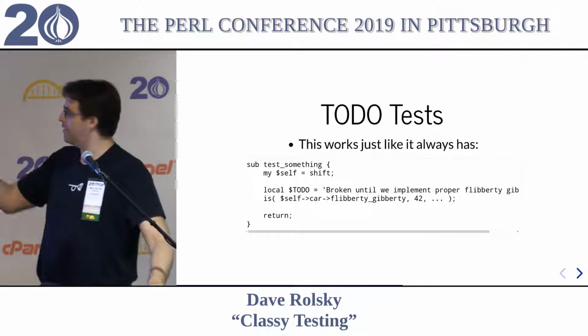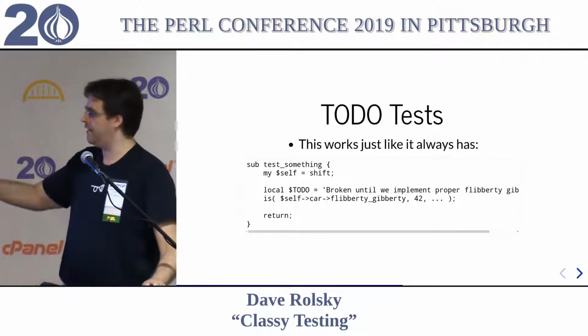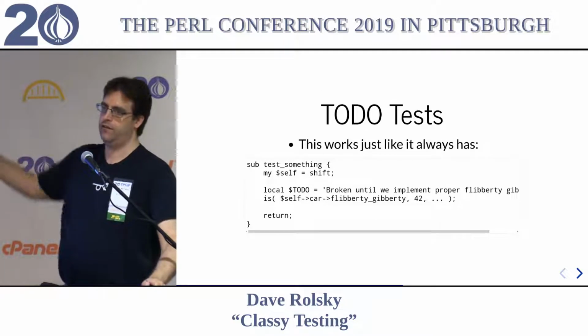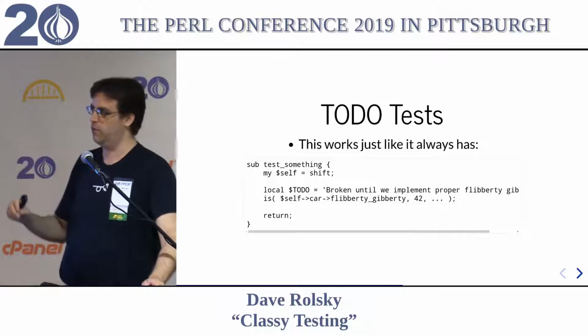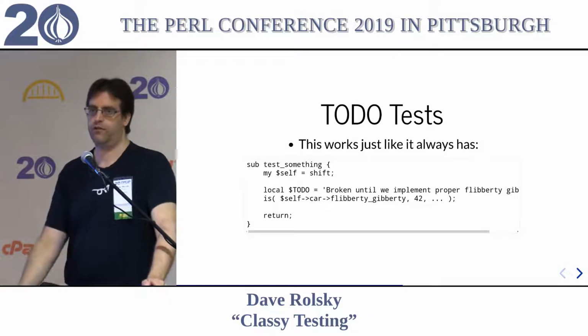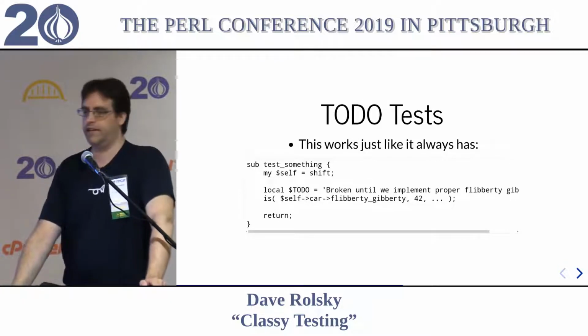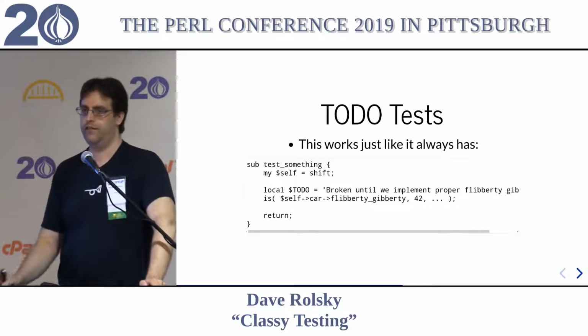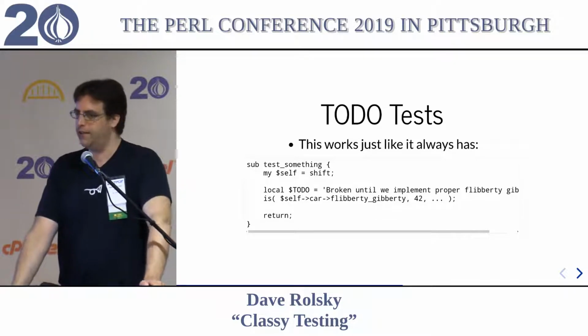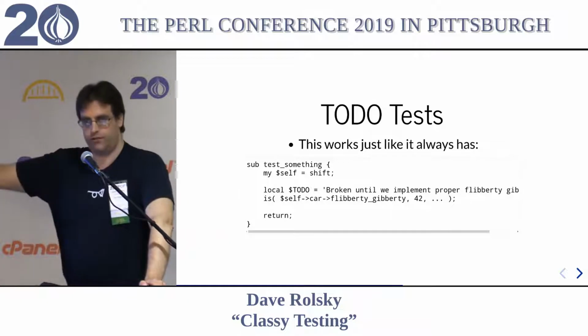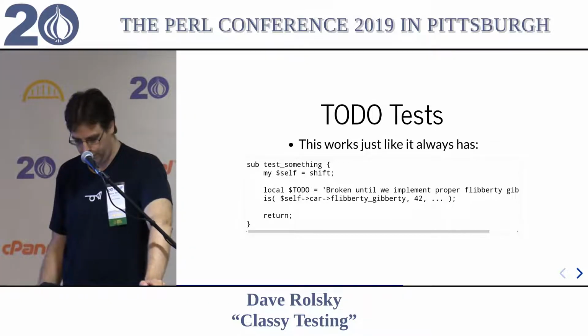All right, to-do tests, this is exactly the same as it always has been. You can do it with the Test::More way. You define a local $TODO, and that just works. And again, if you're using Chad's stuff, there are better helpers, if I recall correctly. So yeah, this will just work exactly the way you're used to.